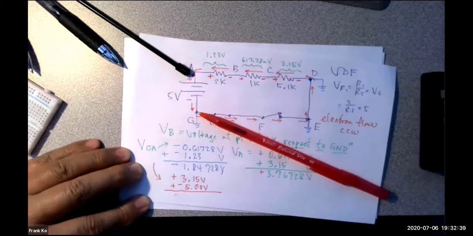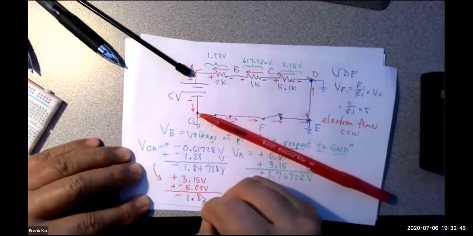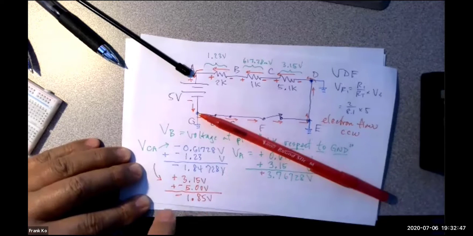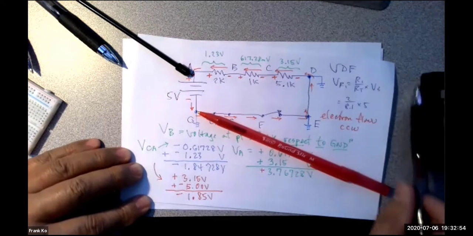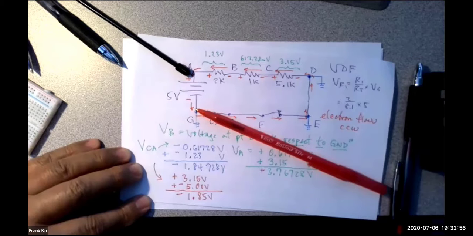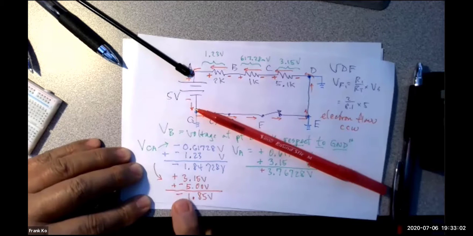Dana, what do you get? Negative 1.85. Negative 1.85 volts. If you didn't call out negative, you just call out 1.85, you were rushing through your calculator exercise, and you need to pay attention to the details. Your calculator clearly shows a negative. You have to call it out. You have to write it down.